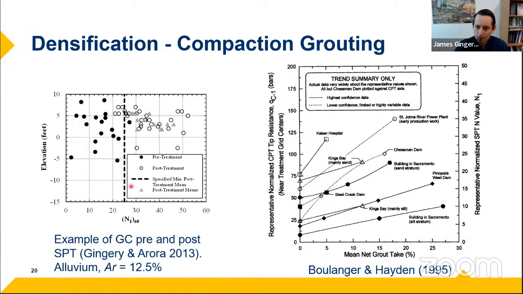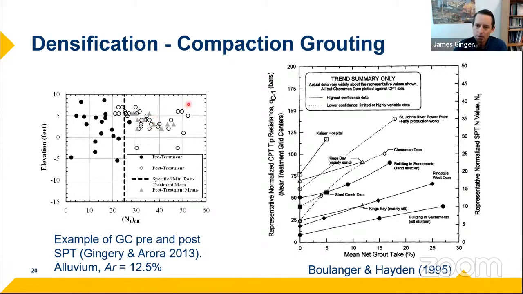On the left, we show a little example case study from a project back in 2013, where the original blow counts are down here. You see in the 0 to 20 range, and the post-improvement blow counts are up here. They're all in the 20 to 50 range. And one thing you'll see here is that there are mean values that are calculated based on a moving average that we used in the spec for this project.